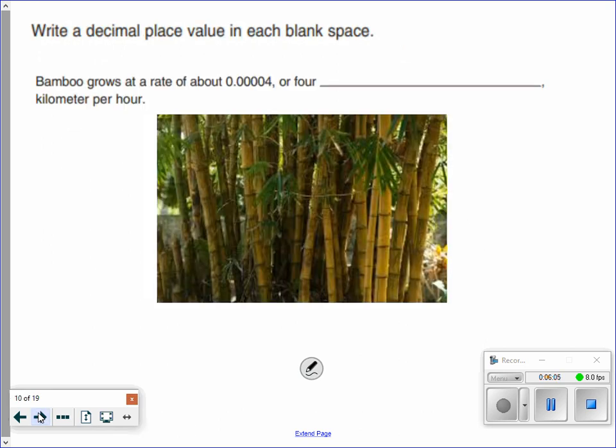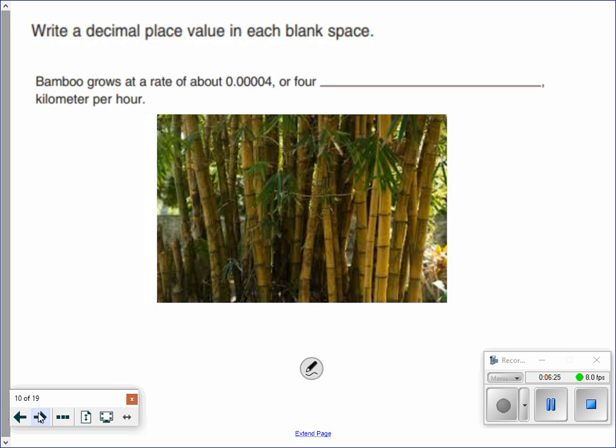Can we get a harder one? Ooh, look at this, bamboo. Write a decimal place value in each blank space. Bamboo grows at a rate of about, look at all that, 0.00004 or 4 what kilometers per hour.